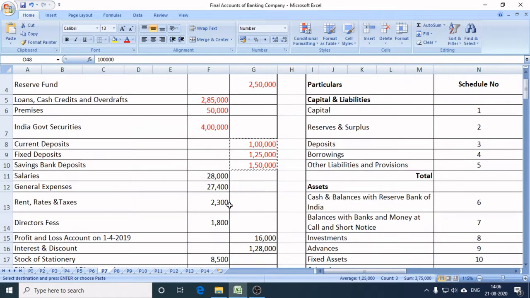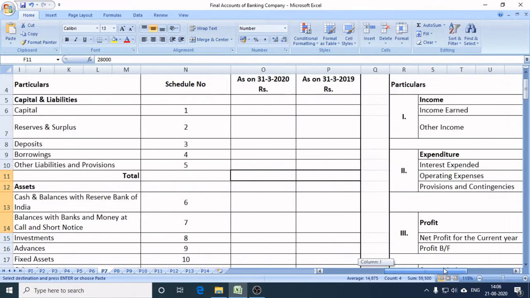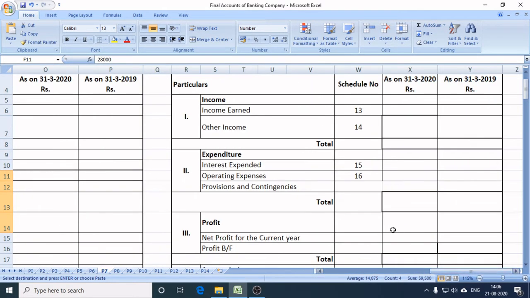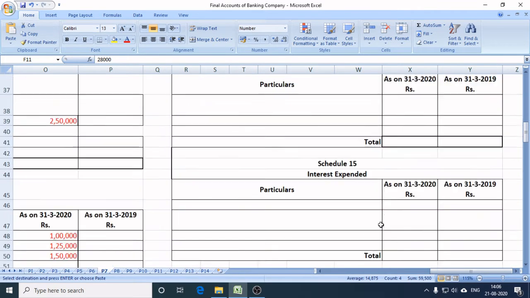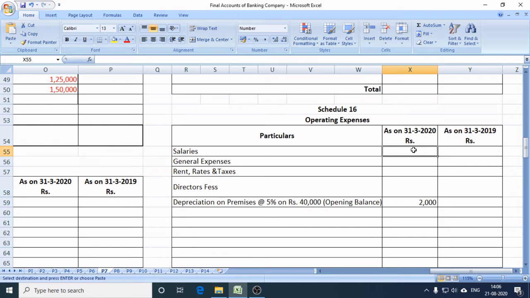Okay, the next in the problem is salaries, general expenses, rent and taxes and director's fees. These four have debit balance in the trial balance, and we all know that these are expenses of a bank. And for recording expenses other than interest paid, we have schedule number 16, that is operating expenses. So we will record all these expenses here under schedule number 16, operating expenses.